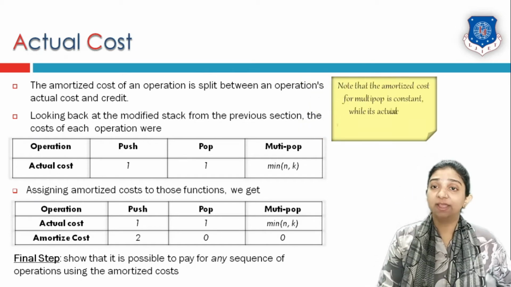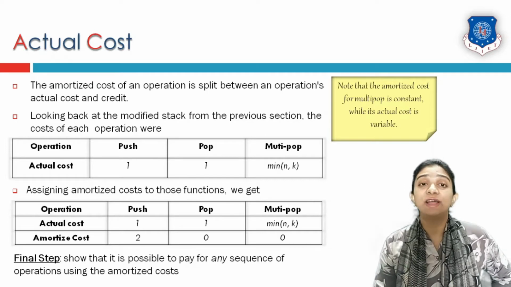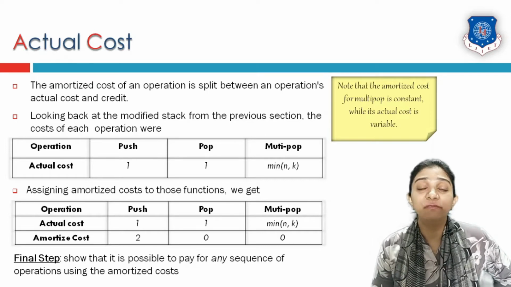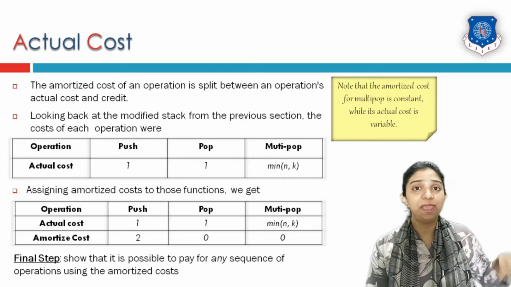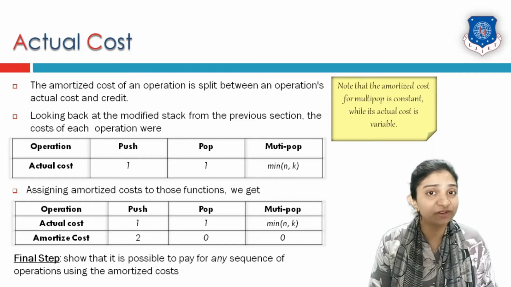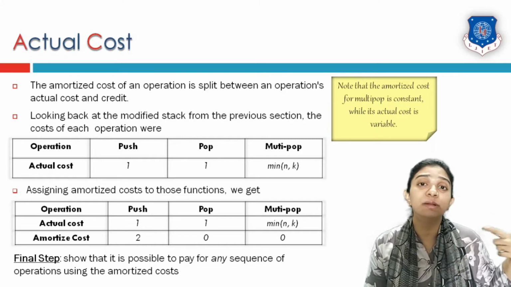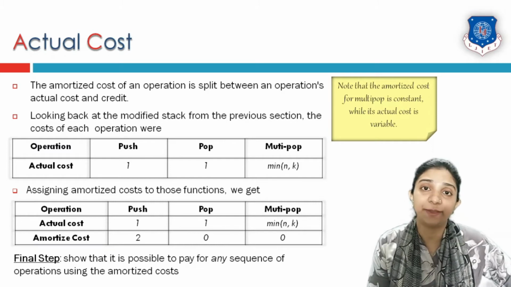Here note that the amortized cost for multi-pop is constant while the actual cost is variable. The amortized cost of multi-pop we have set to 0, which is a constant, but actually it is variable. What is it? It is the minimum of n comma k.